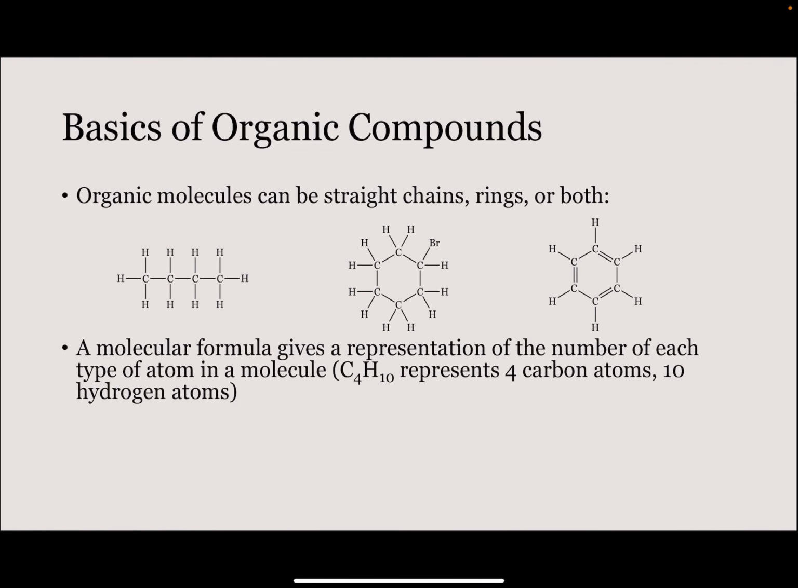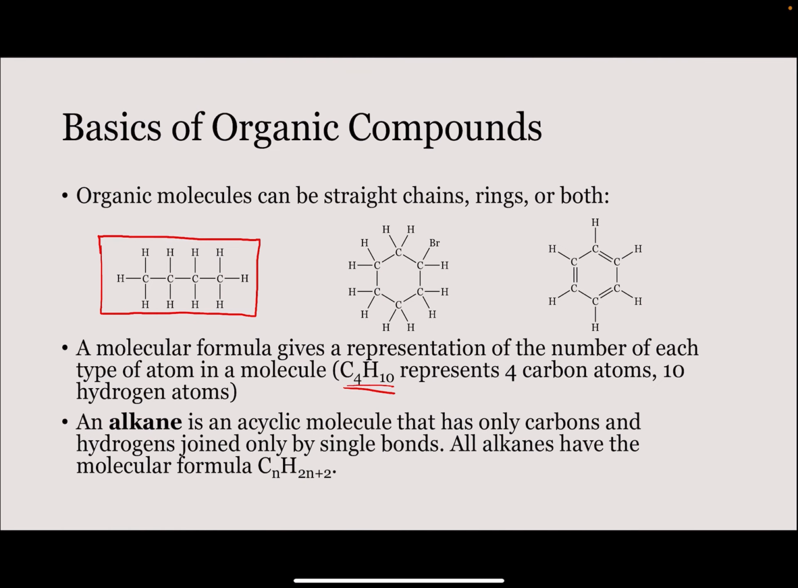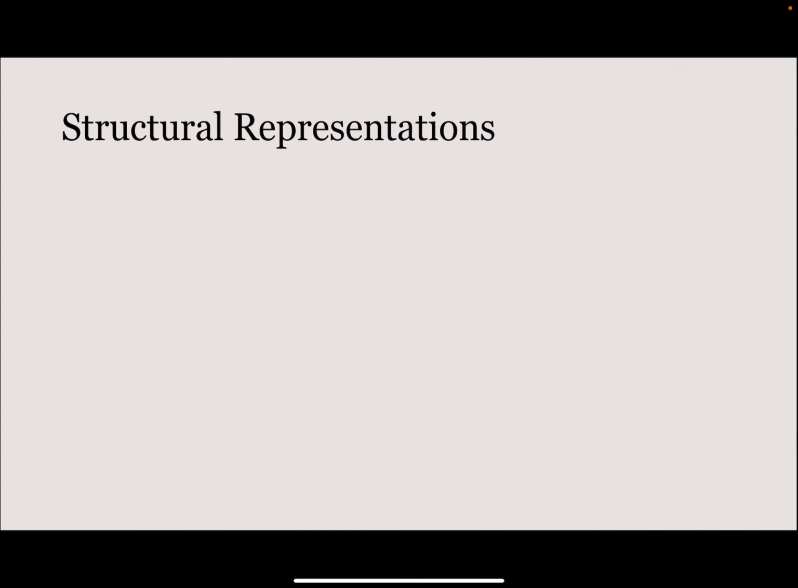A molecular formula gives a representation of the number of each type of atom in a molecule. Let's take a look at this molecule over here. This molecule has 4 carbon atoms and 10 hydrogen atoms, so we can represent it by the molecular formula C4H10. An alkane, by definition, is an acyclic molecule that only has carbons and hydrogens joined only by single bonds. Those are the conditions for being an alkane: only carbons and hydrogens, only single bonds. So no double bonds, no rings at all. All alkanes have the molecular formula CnH2n+2.